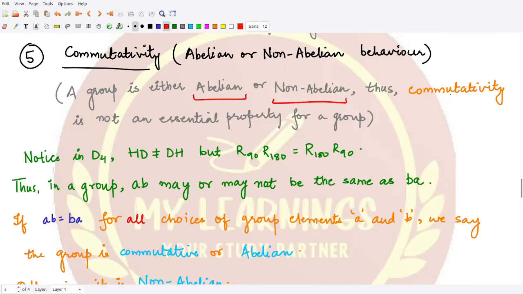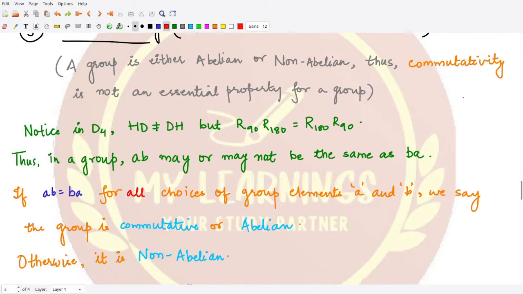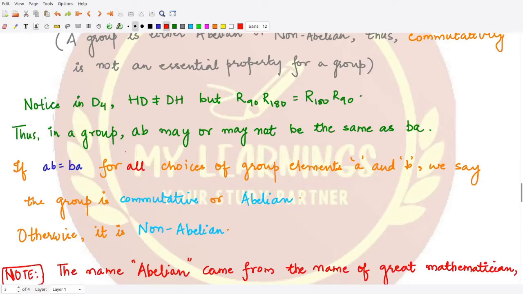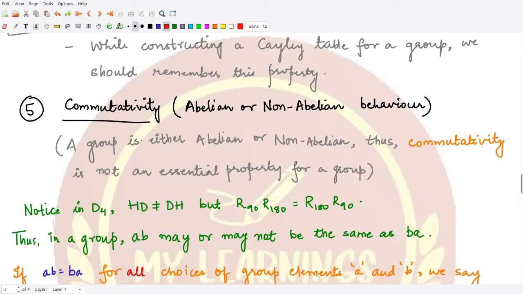Thus this is based on what condition? It is based on the condition that if you take any two elements A and B, then when you apply the operation that is given to you, in our case we are given D4 and the operation is function composition, then if AB is equal to BA for two elements A and B taken from the set, then we have the property of commutativity. Now what does that mean?